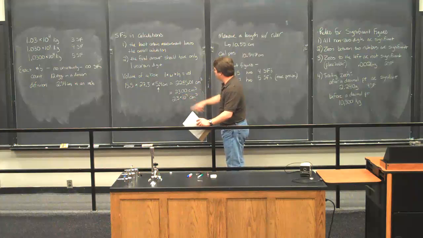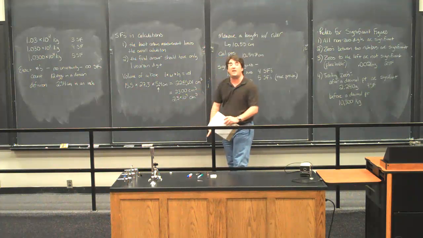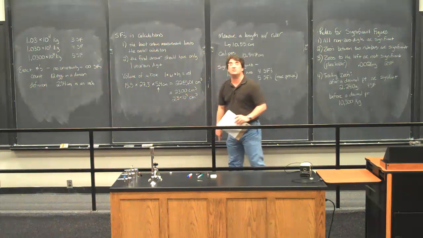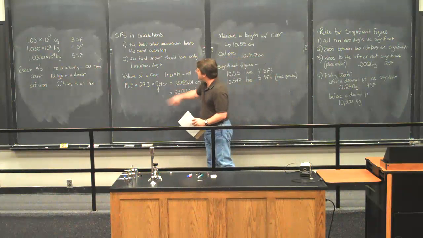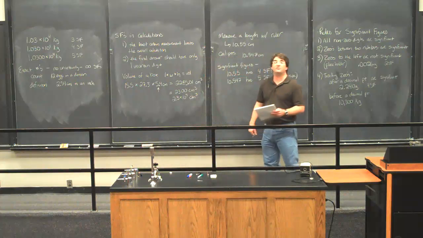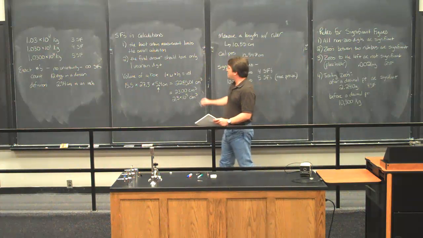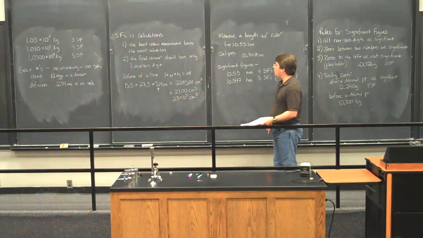2.3 times 10 to the third. I had to move my decimal point over 1, 2, 3 places. So that makes it 10 to the third. And I have 2 significant figures in that final answer because my least certain measurement only had 2 significant figures in it. So the overall certainty of my final calculation is limited by my individual measurement with the lowest certainty.